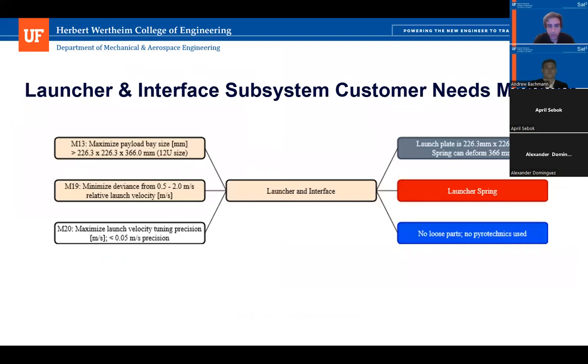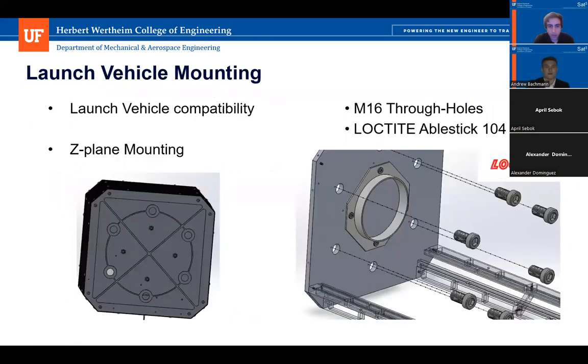Here's just a brief overview of how the launcher subsystem meets our customer needs. Next slide, please. And now on to launch vehicle mounting.